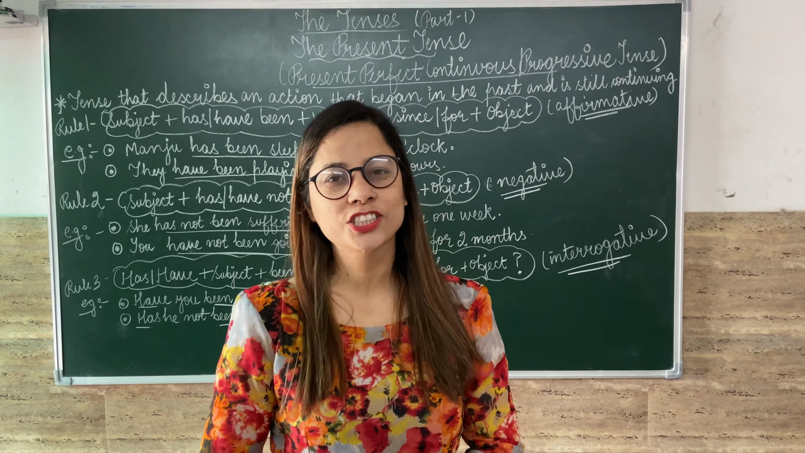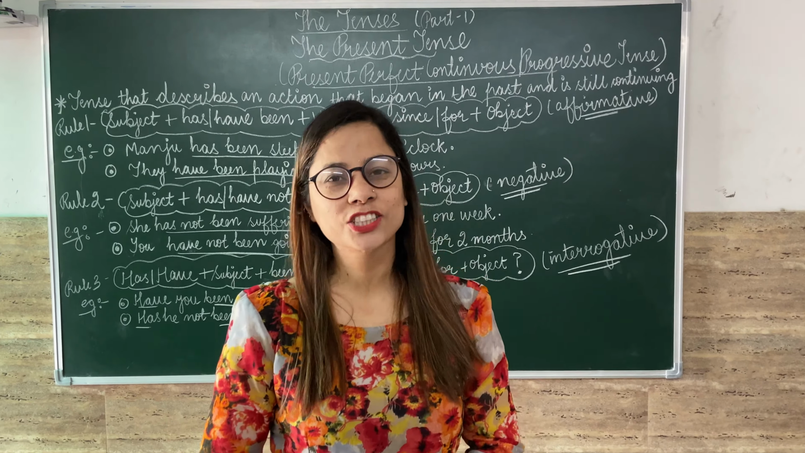The rule for this is subject, has or have, then been, verb ing, which again shows continuity of action, and we use since or for in this tense. Since or for we use to tell the time when that action started, and after that object or object complement.